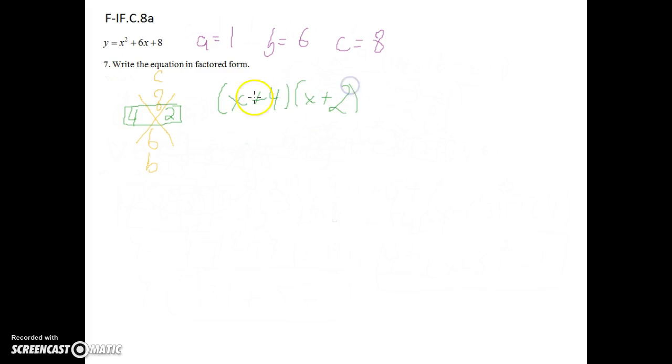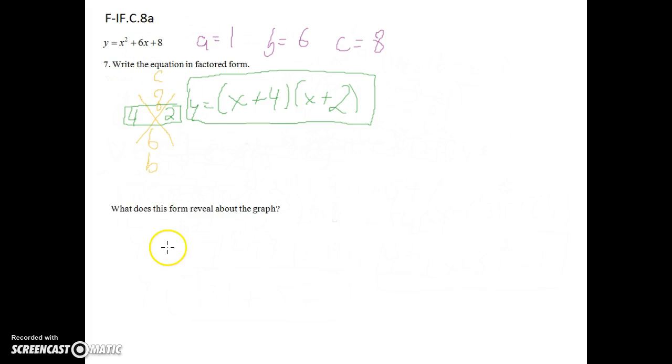Remember, it is an equation. That's what we're looking to. So we need y equals in front of it. So y equals (x plus 4) times (x plus 2). And the next part is, what does this form reveal about the graph? It reveals the zeros, which you could also call the x-intercepts, which is fine. And it also tells us the direction. Standard, vertex, factored form all tell us direction, so that's a gimme.